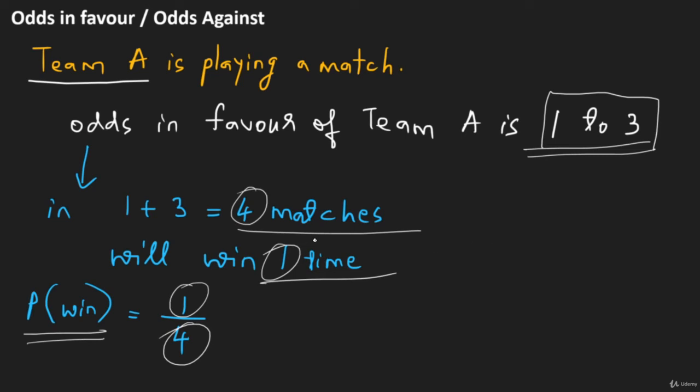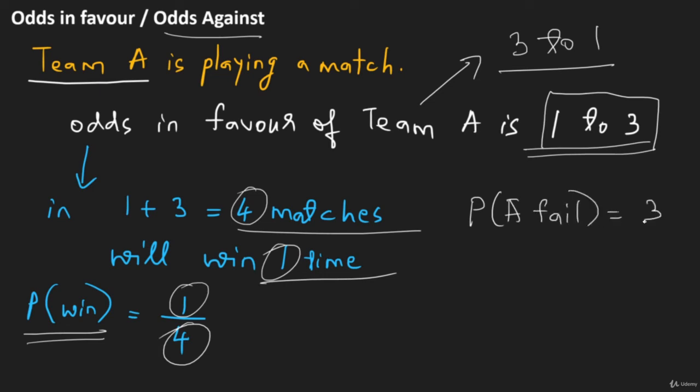Now, odds against is just the opposite. The same scenario in terms of odds against would have been stated as odds against team A is 3 to 1. So that means the probability of A failing is 3 divided by 3 plus 1, which is equal to 3 by 4. And we know that these two are one and the same. Probability of A winning is 1 by 4. Probability of A failing is 3 by 4. So these are complements of each other. So you could have expressed it as odds in favor of team A is 1 to 3, or odds against team A is 3 to 1.